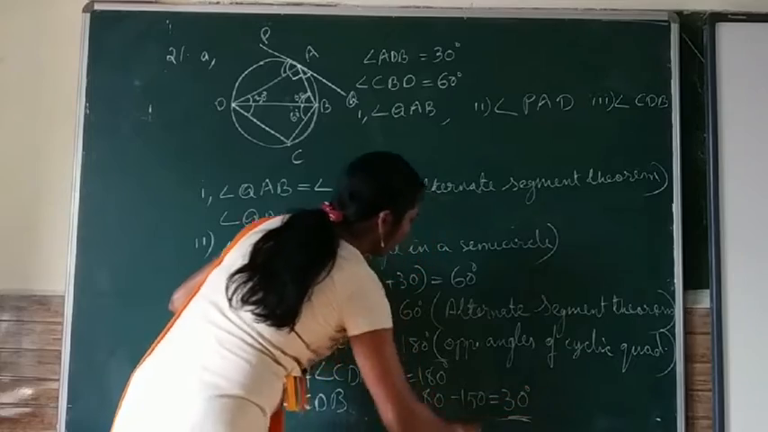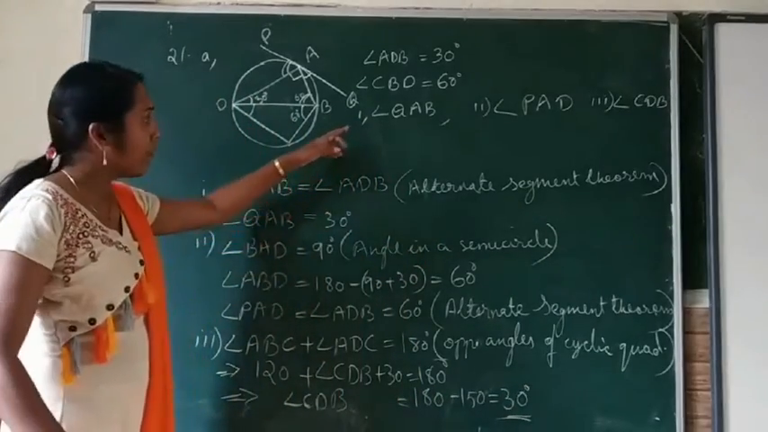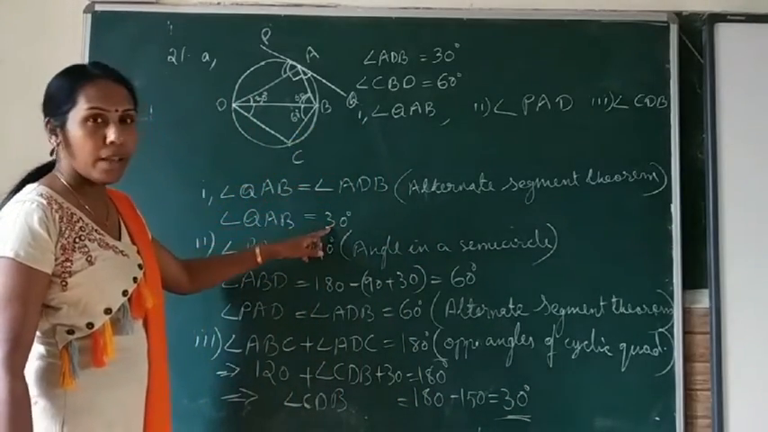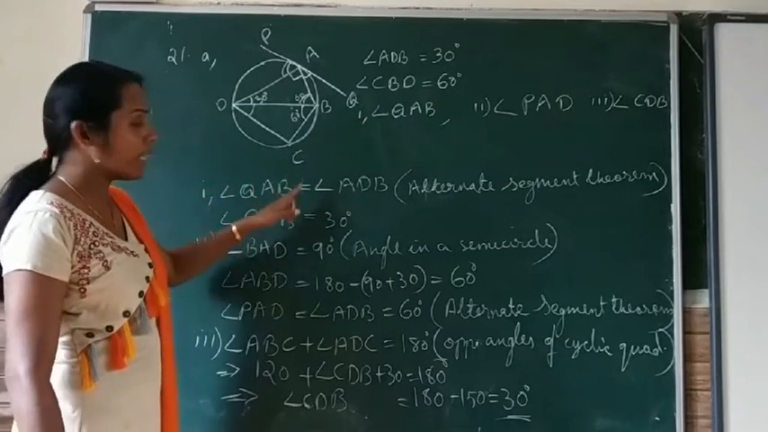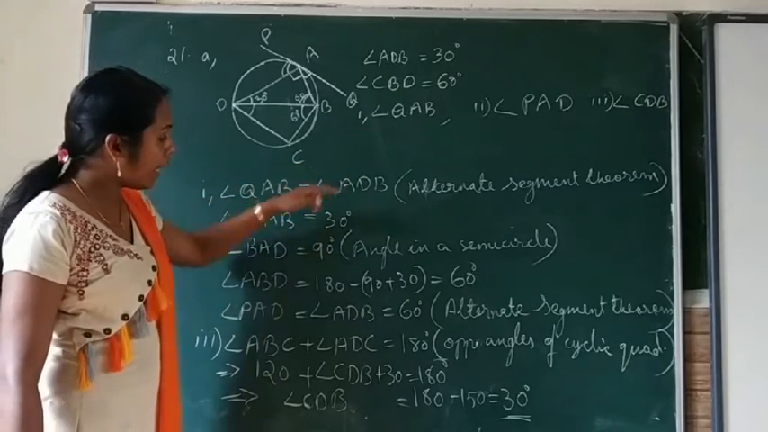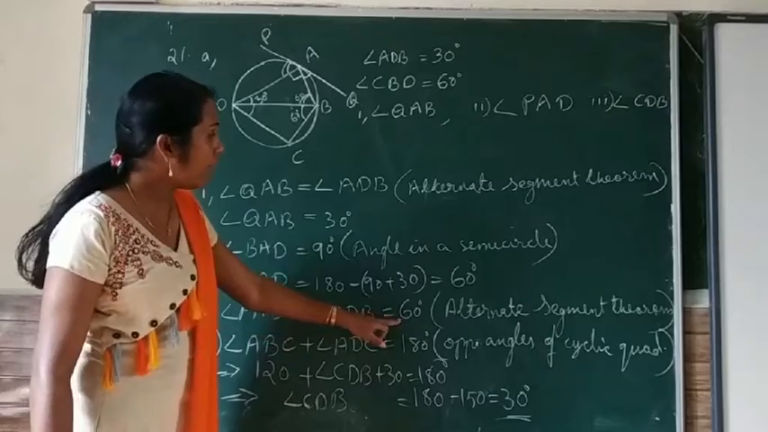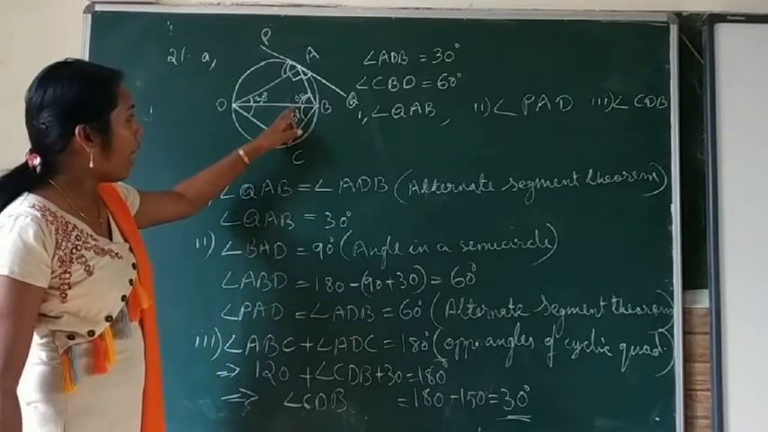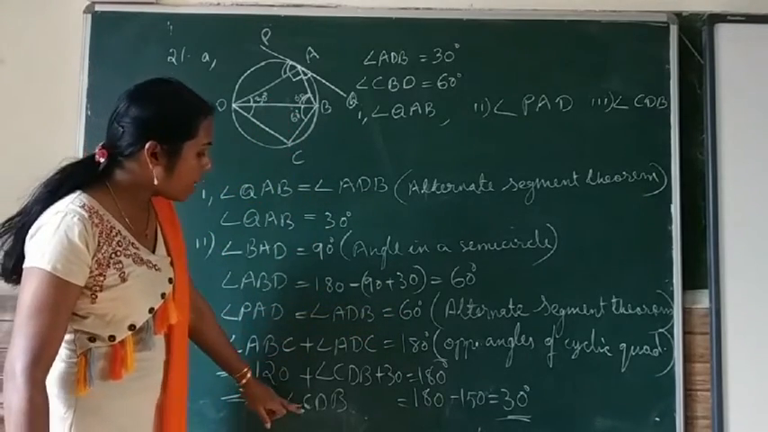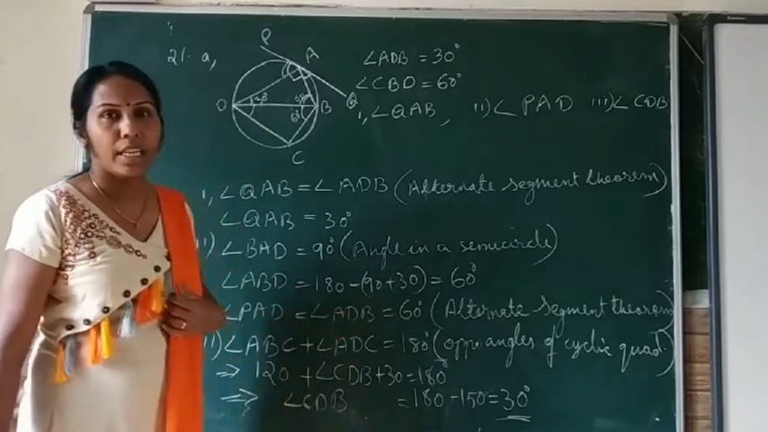So we have got all the three angles. Angle QAB is 30 degrees. We have got it directly from the alternate segment. Angle PAD is 60 degrees. That also we have got from the alternate segment. Now angle CDB is equal to 30 degrees.